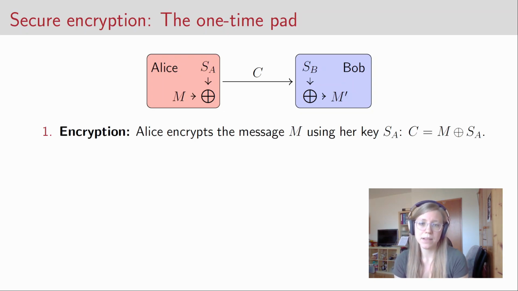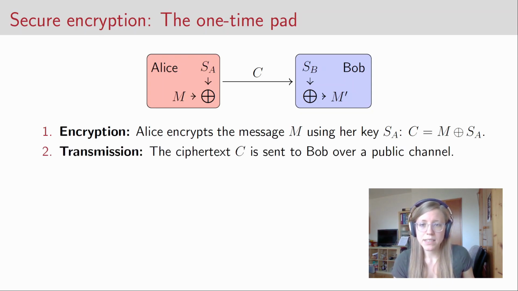The first step is encryption. Alice encrypts her message M using her key SA by doing binary addition. This means that if you add 2 different bits together, then you get a 1 bit, and if you add 2 same bits together, you get a 0 bit. We'll see an example of that in a second.